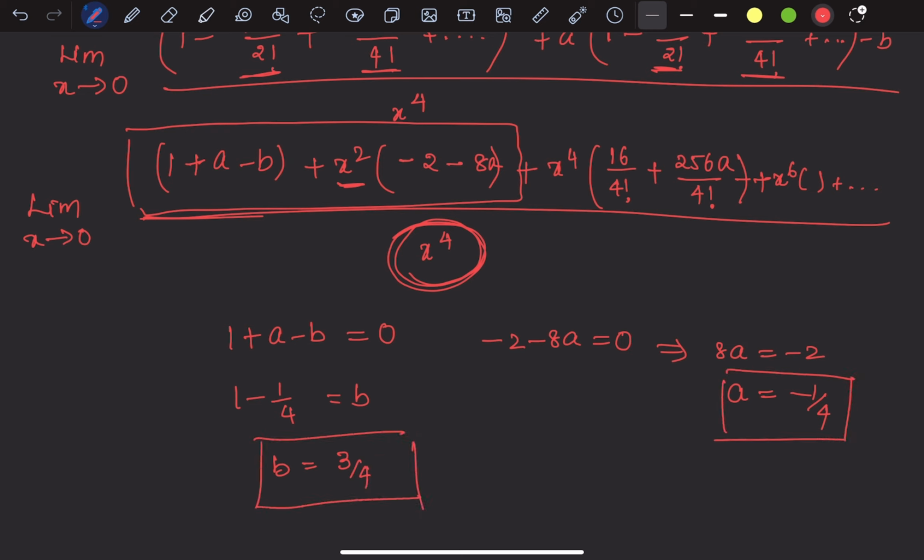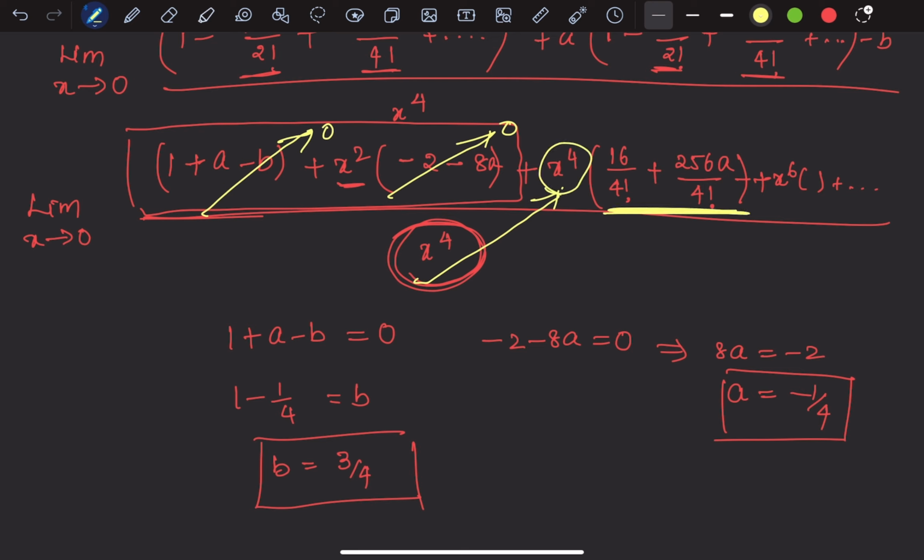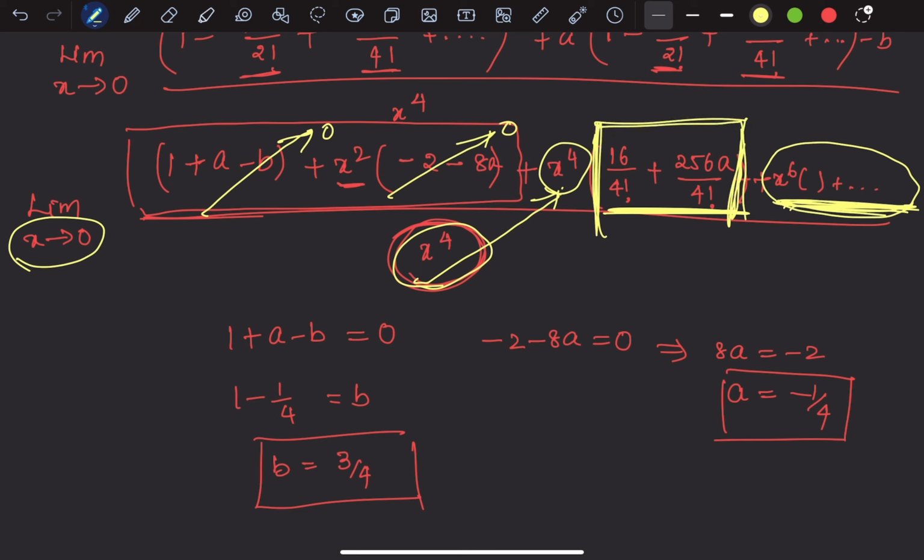So when you do that, this term will become 0, this term will become 0, and here this term will be divided by x to the power 4, and you will end up with this particular value for the limit. And all these terms will become 0 because when you divide with x to the power 4, all these terms have the x in it, and when the limit x tends to 0, all these terms will go to 0, and the value of your limit will be this particular quantity.